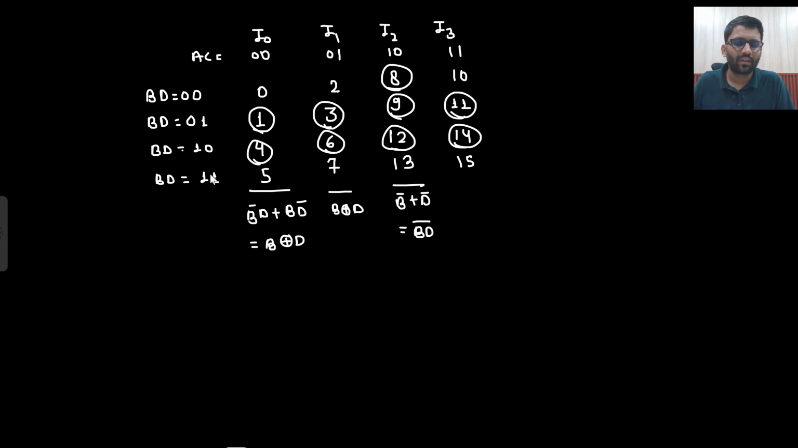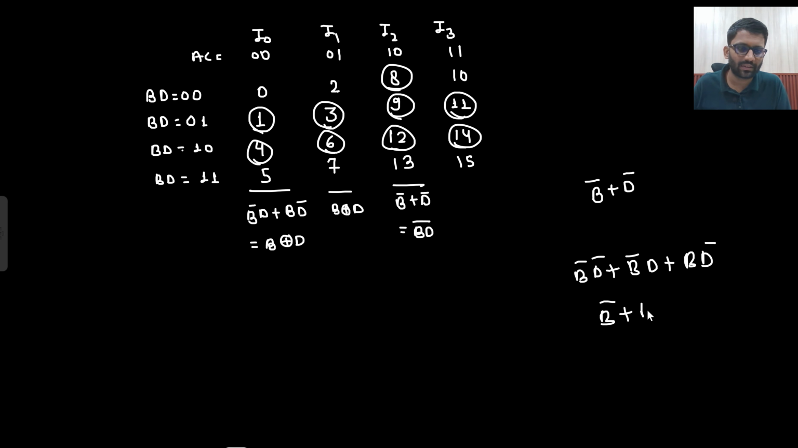BD is equal to 1 1, so I am writing the maxterm here, B bar plus D bar. Or you could have written B bar D bar plus B bar D plus B D bar. So what would you get here? B bar plus B D bar, which gives B bar plus D bar only. But directly I wrote here B bar plus D bar.